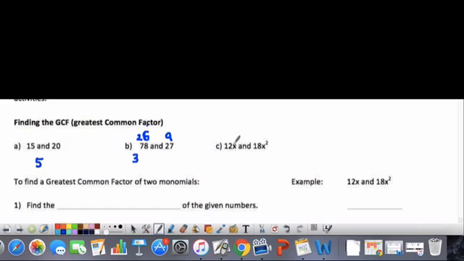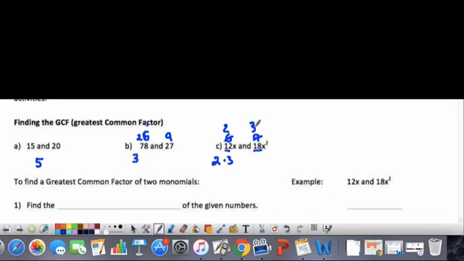Okay, what about once we get some letters in here? Well, we're going to find out how to do that in a moment. But first, let's see if we can just figure out the greatest common factor between 12 and 18. Well, I know 2 goes in there. But if I put 2 in there, this would become 6 and 9. Well, I can keep going, right? There's a number that goes into both 6 and 9. 3 goes into both of those. And this would become 2 and 3.